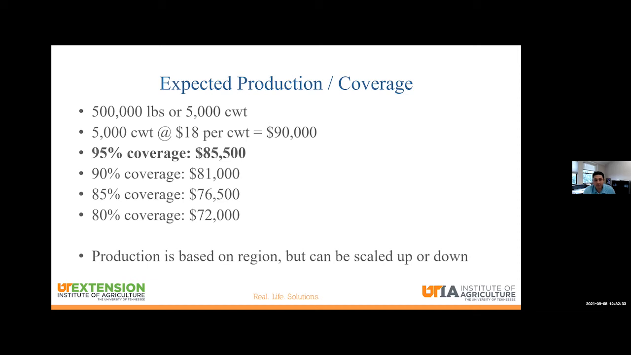If we remember, 5,000 hundredweight times $18 per hundredweight gives us $90,000 for that quarter. We can pick our coverage level. For this example, I just picked the 95% coverage level. That gives us an 85,500 coverage level. And again, I want to mention that production is based on the region, but can be scaled up or down.